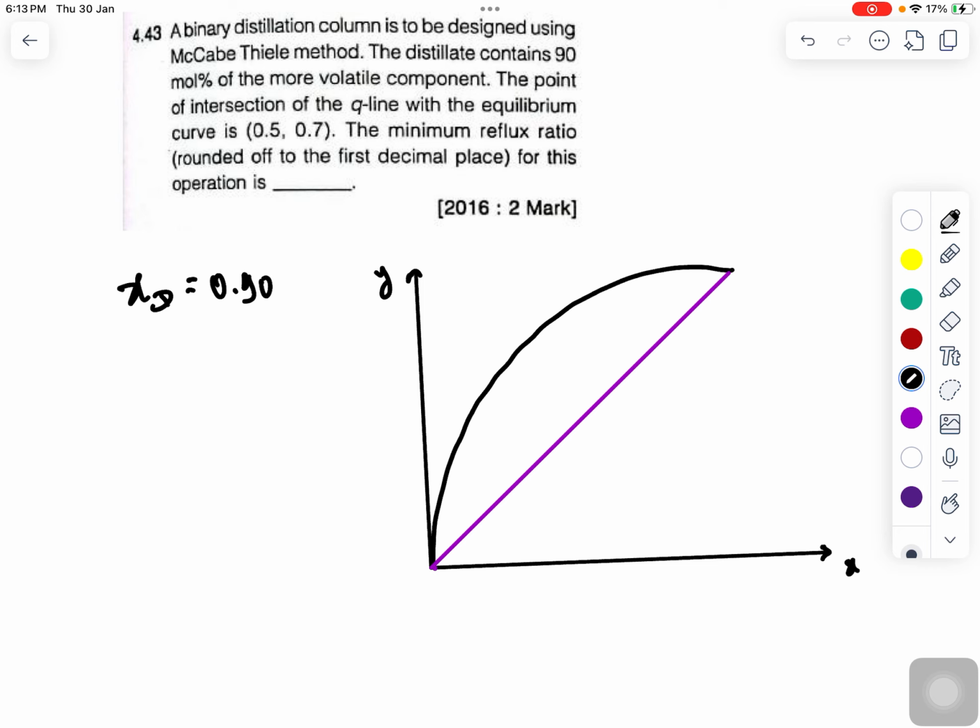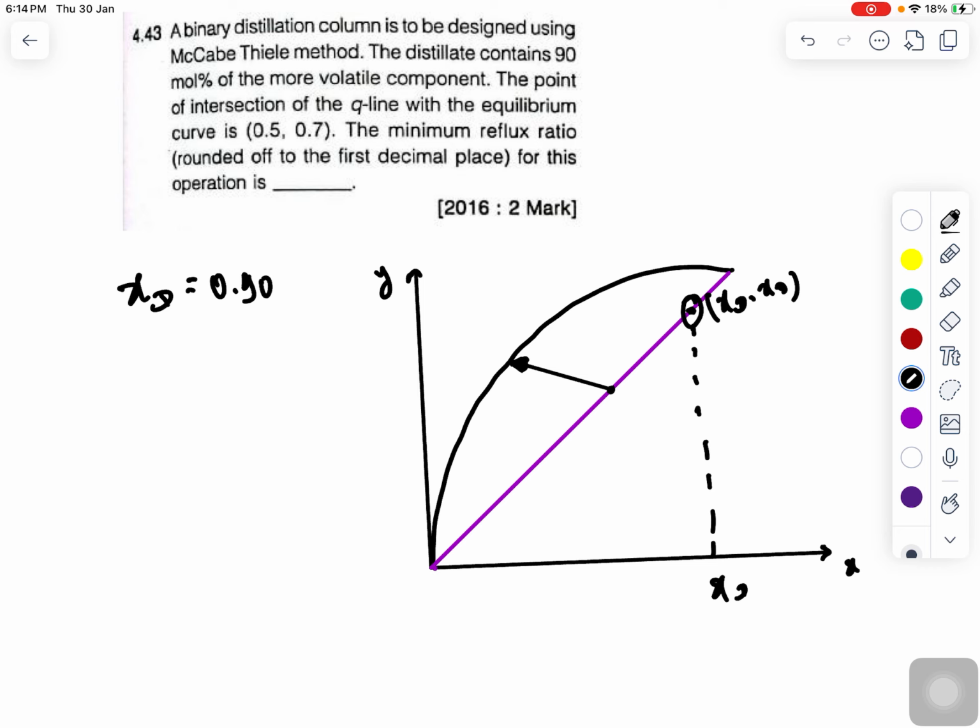I'll denote this point XD on the Y equals X line. So this is your XD, and this point has coordinates XD comma XD. This is the coordinate of the rectifying section line, and the point of intersection of the Q line with the equilibrium curve is 0.5 and 0.7. Let's say the Q line is something like that, and you are supposed to calculate the minimum reflux ratio.